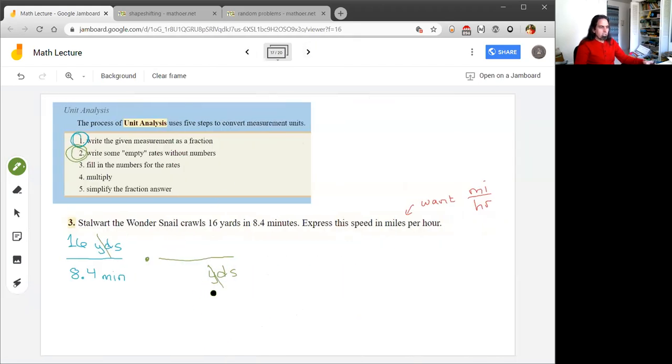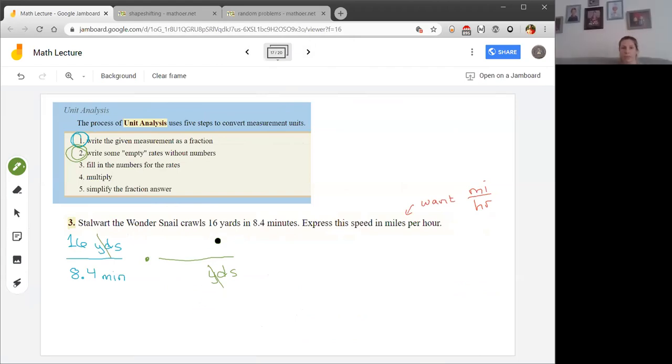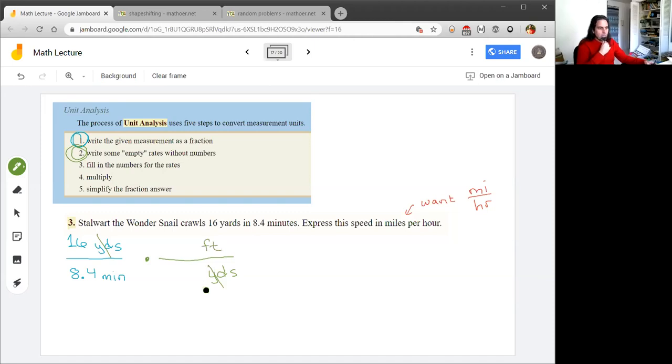What can I change yards into? Can you do feet? Feet. Okay, if you happen to know how many yards are in a mile, you could do that, but most people don't have that one memorized.